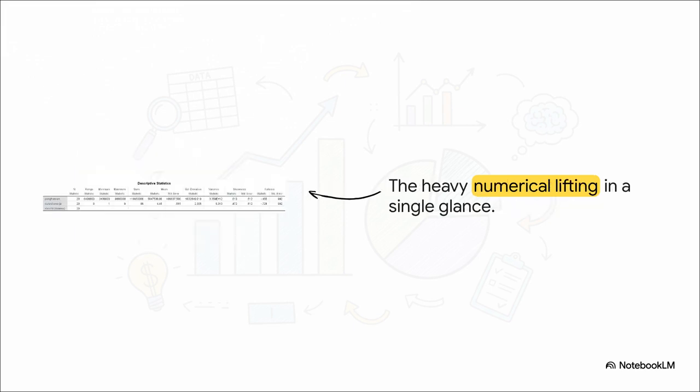The resulting table does all the heavy numerical lifting for us in a single glance. It instantly calculates the minimum values, maximum values, the mean average, and the total spread. Imagine being a manager and knowing immediately if your salaries are equitable or wildly imbalanced. That's what this gives you.